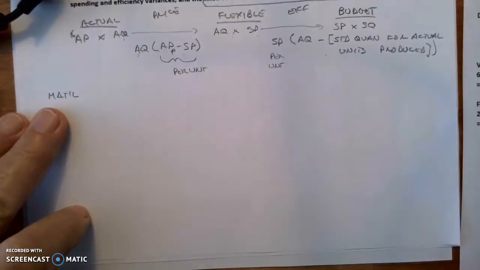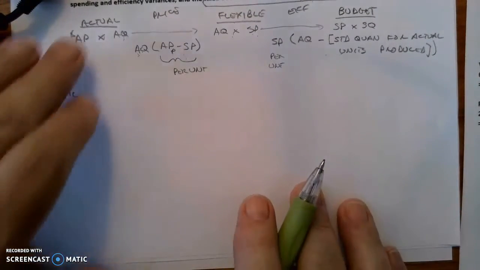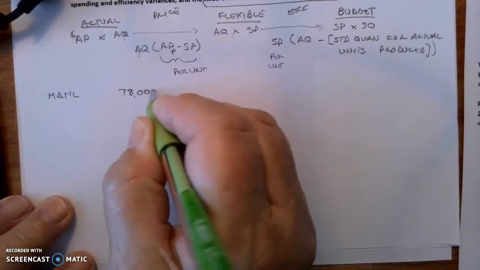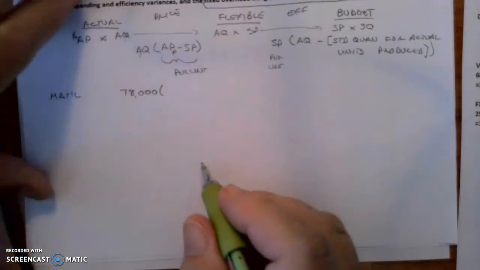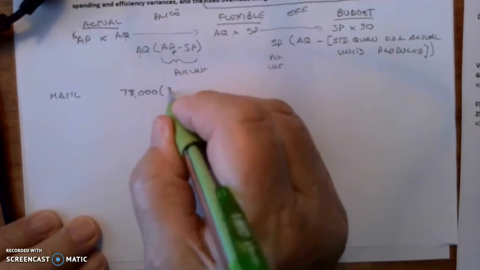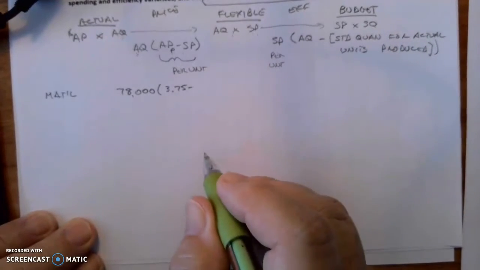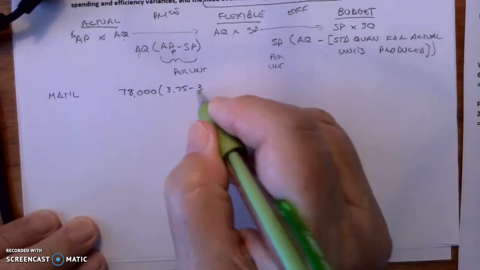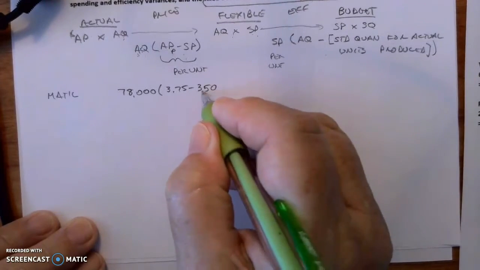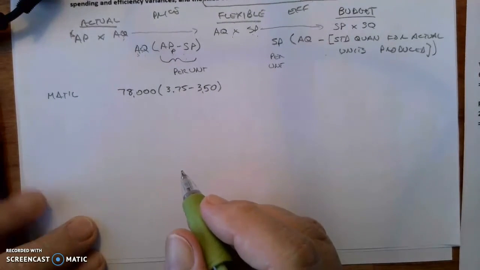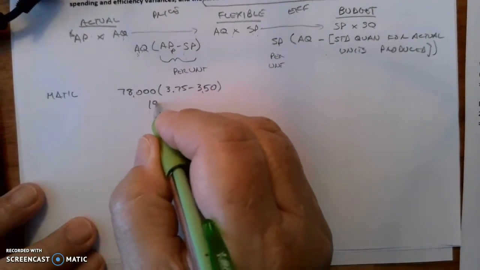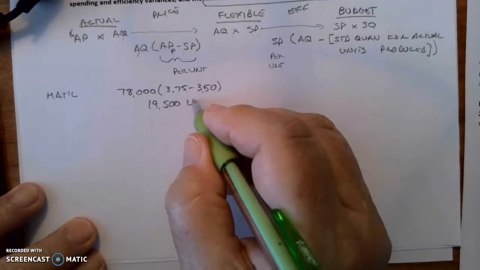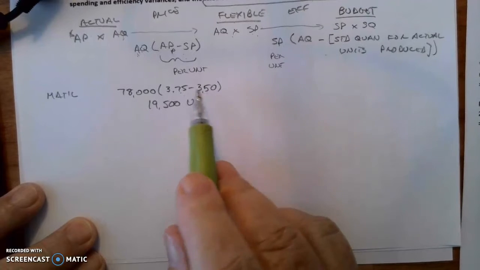Okay? So first we'll do material, and they tell us that the material purchased is the same as the material used, so that's terrific. So my actual quantity is 78,000, and my actual price was $375 per yard, minus my standard price. My standard price up at the top was $350 per yard. So what I've got here is a $500,000 unfavorable variance.